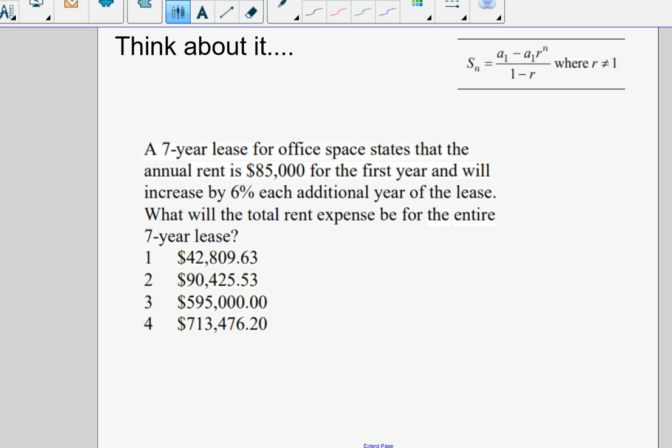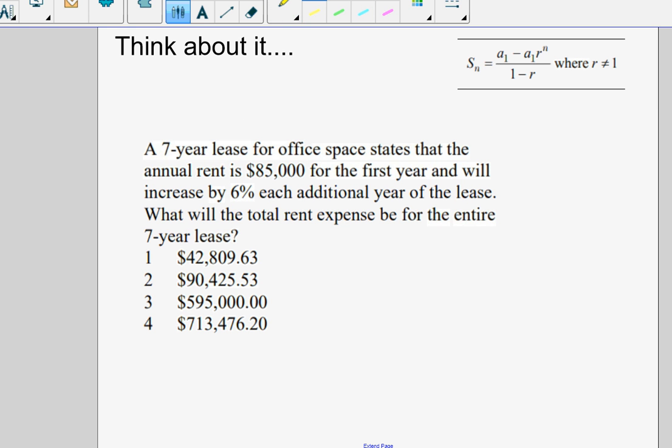So a 7-year lease for office space states the annual rent is $85,000 for the first year and will increase by 6% each additional year of the lease. What will the total rent expense be for the entire 7-year lease? So my first question to you is, what tells you that this is a sigma or series problem? What tells you that you're adding things up here?